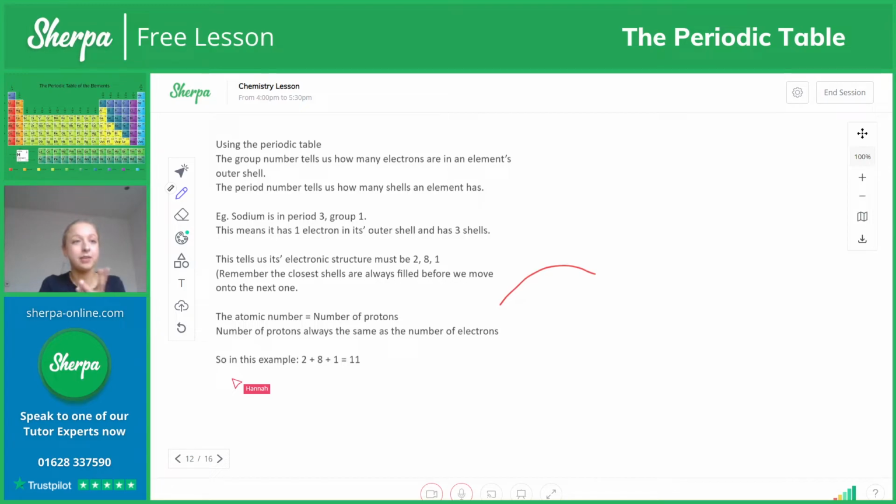So this is what I mean. Something as simple as the periodic table can get you a lot of different marks in different places in the exam. And if you're at a loss, and you think, oh, I don't know, it's a question about elements, always think, what can the periodic table help me with? Always have a look at it, because it might just spark some knowledge somewhere.